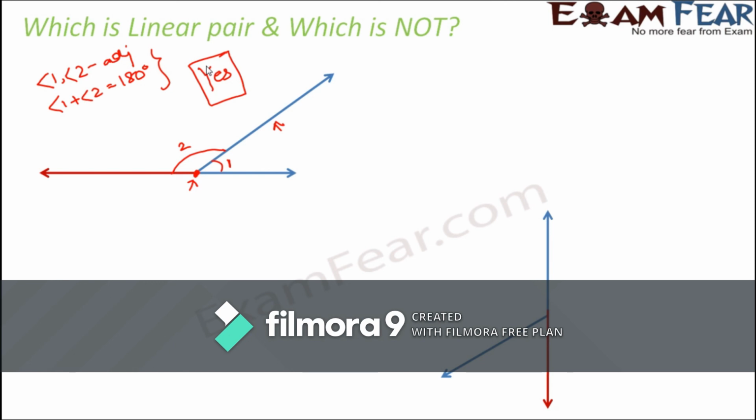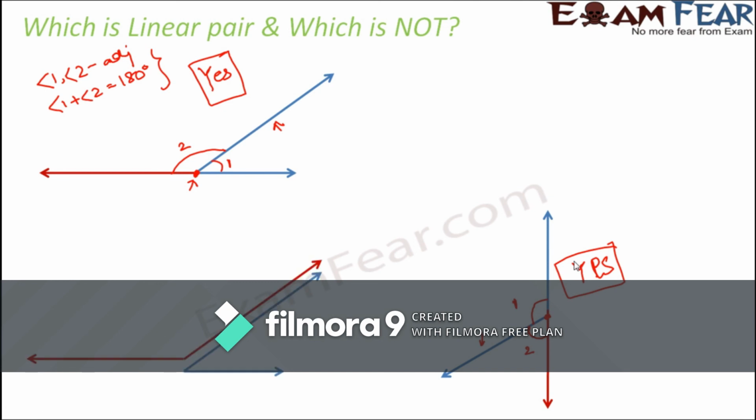Let's look at this one. Here also, let's call this angle 1 and this angle 2. Here it is exactly the same thing. They both lie in a straight line, so they form 180 degrees. They also have a common vertex, a common arm, and no common interior points. Therefore here also, yes, they form a linear pair.